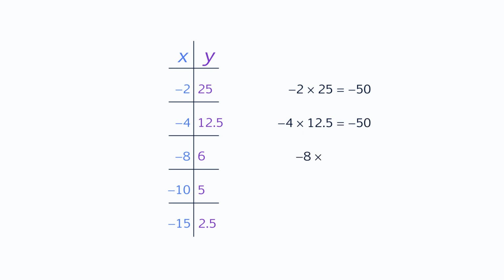Minus 8 times 6 is equal to minus 48. You get the same constant, minus 50, for the first 2 points, but on the third set of coordinates you get minus 48. Since one point has a different ratio, it can't be an inversely proportional function. So, it is not necessary to check the rest of the coordinates.